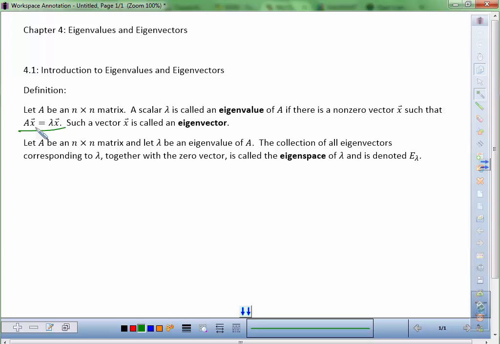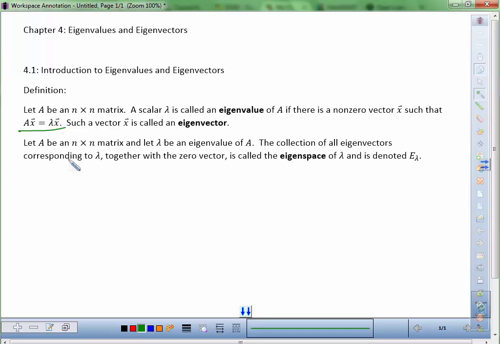And then if we just want to collect a whole bunch of vectors that satisfy this, because there might be more than one, the collection of all eigenvectors corresponding to that eigenvalue lambda will create what's called an eigenspace for lambda. Okay.